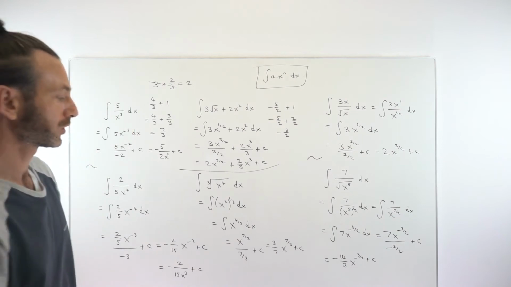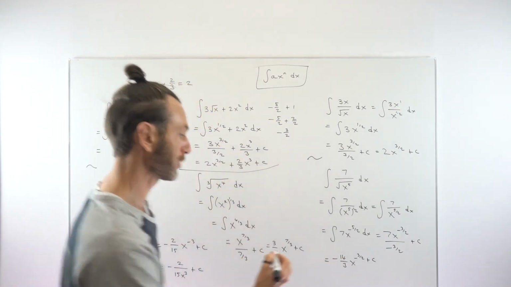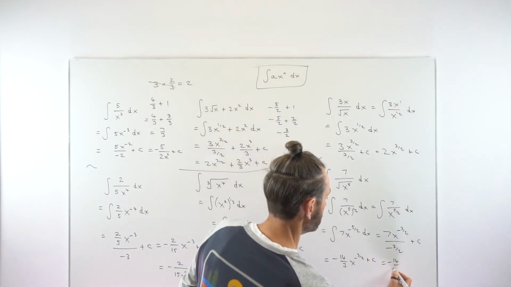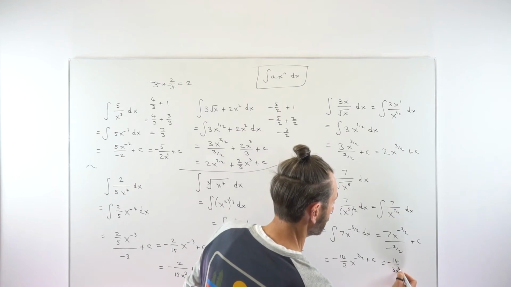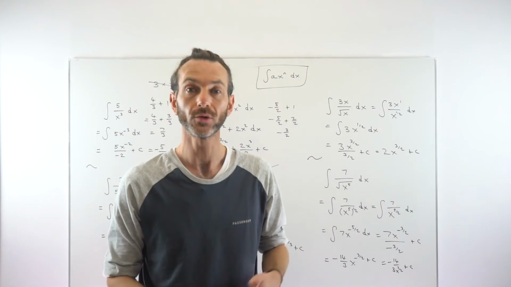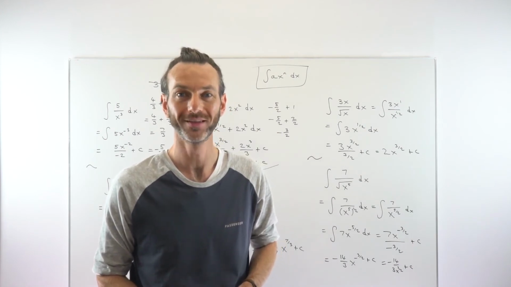And again, we could just turn that negative power back into a positive by bringing it back down the bottom of the fraction. So this finally becomes negative 14/3x to the 3/2 plus c. Okay, so let's look at 3 more examples of non-integratable forms.